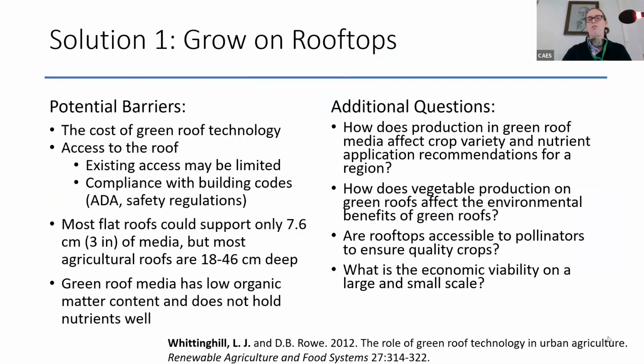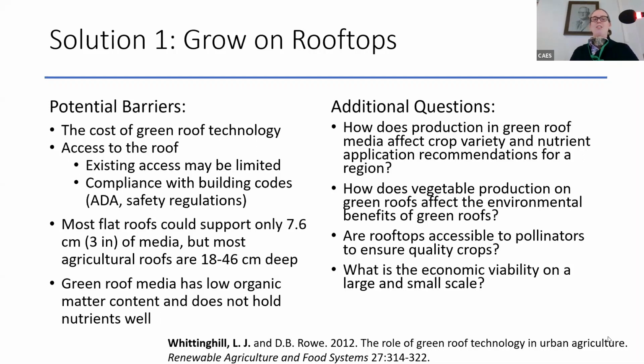Most flat roofs, if we were to retrofit them, can only support about 7 centimeters or 3 inches of media, which is not very deep. It's about this much. And I mentioned that the Brooklyn Grange grows in 20 centimeters or 8 inches of media, which is considerably more than that. At the time I wrote the paper, 18 to 46 centimeters was common for agricultural green roofs. I have a table that I'll show in a minute that some of those are actually deeper now.